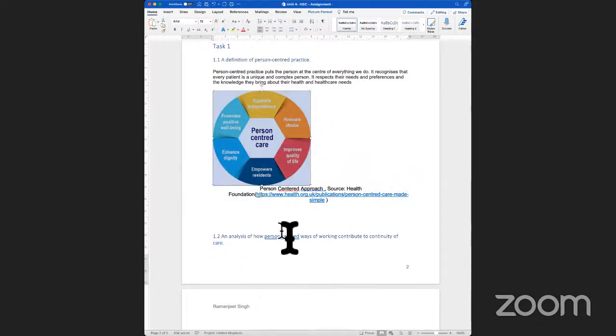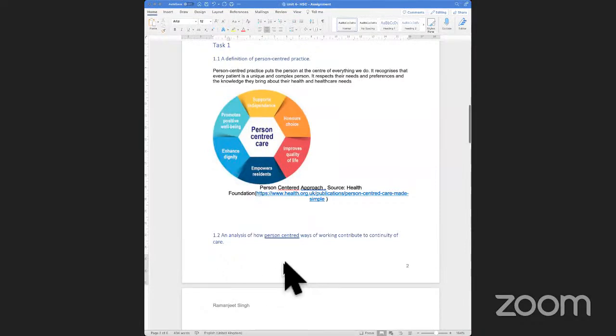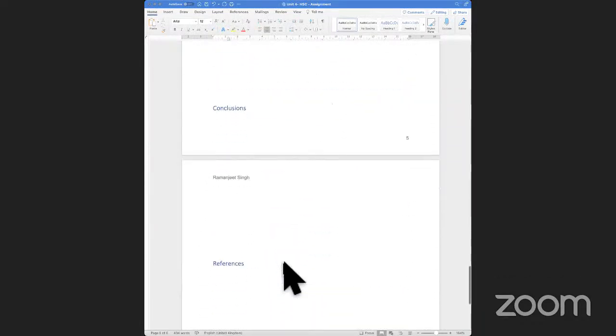Now, if I have to reference this towards the end, what I would do in this case is go to the end of the document where I put references, and I would put the topic, which is person-centered care made simple. That is the name of the document that I've taken it from, the Health Foundation.